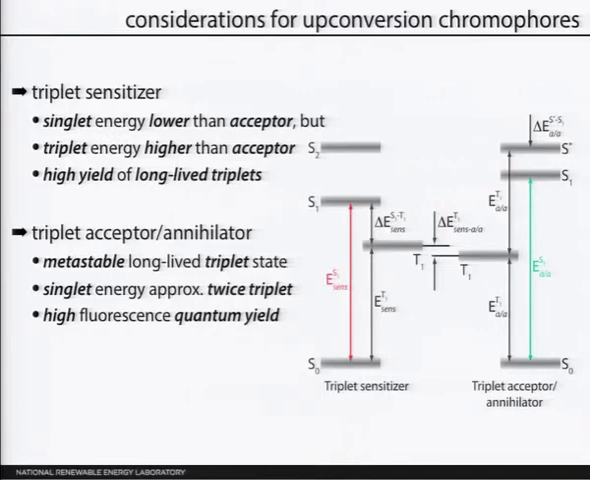For the triplet acceptor material, we'd like a metastable, long-lived triplet state so that we can basically generate a huge reservoir of triplet states to undergo this triplet-triplet annihilation process. We'd like the singlet energy to be approximately twice that of the triplet energy. And finally, we'd like a high fluorescence quantum yield in the acceptor so that we can make the best use of all the high-energy excited states that we generate.